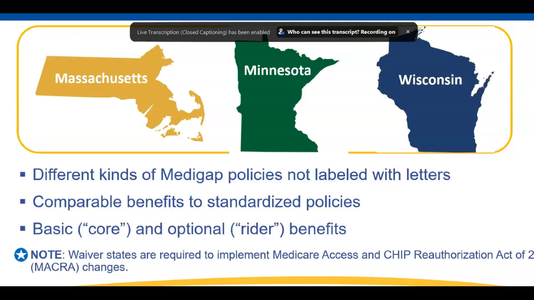But these plans are also subject to the network. In other words, just because they package it differently doesn't mean that if you're in Massachusetts, Minnesota, or Wisconsin, you will be able to get a plan that has coverage of the Part B deductible if you became eligible for Medicare after January 1st of 2020. The same rules apply here as they do for the other states using the Plan A through N standardized schema.